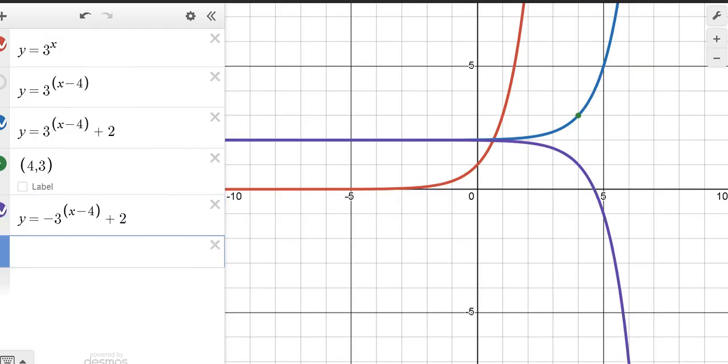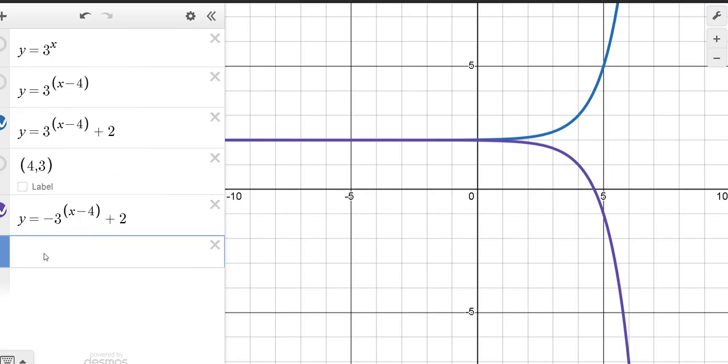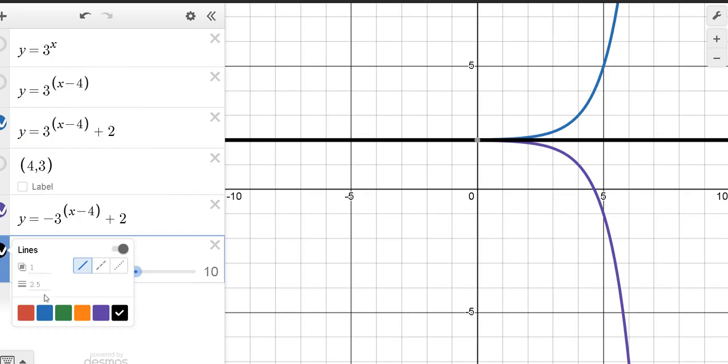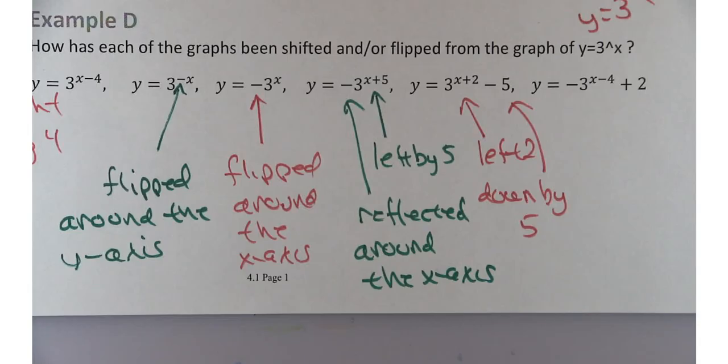So in both of these graphs, let me get rid of this one here. In both of these graphs, the line y equals 2 is a horizontal asymptote. The graph gets close to, but never quite touches, this horizontal line. So that horizontal line is a feature that I often look for on your graph.